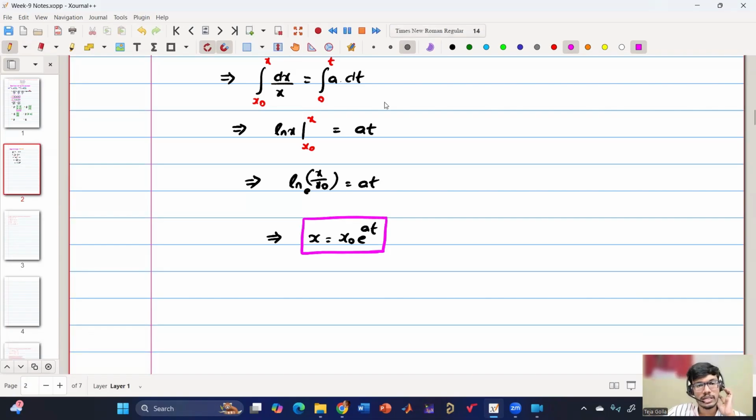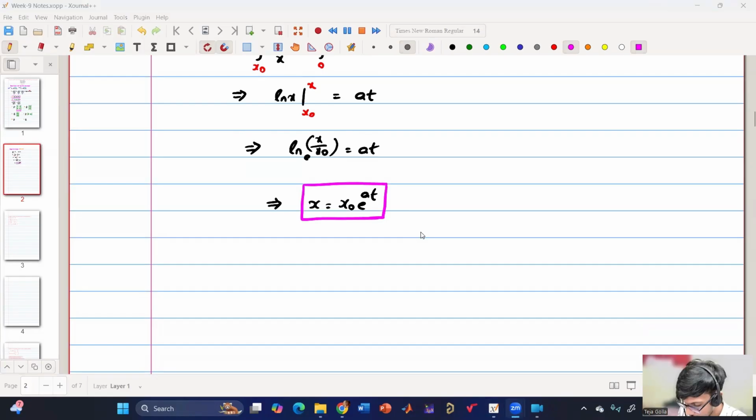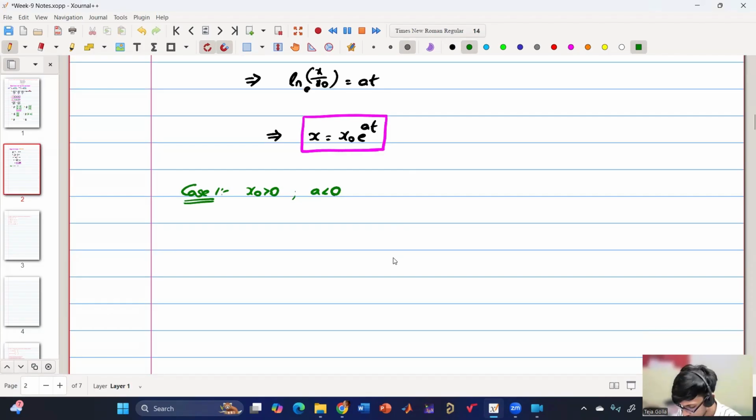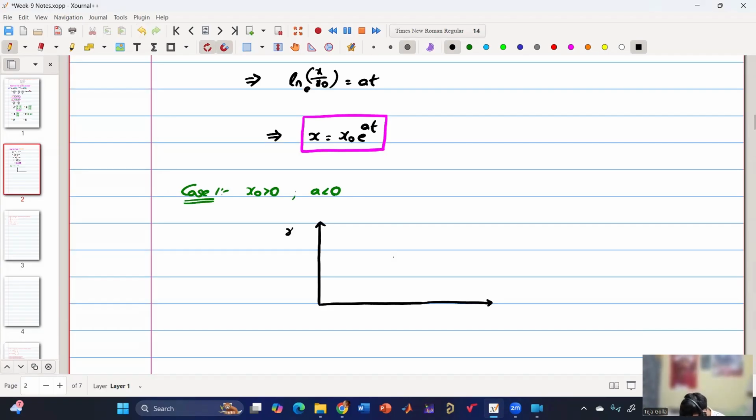Right. So let us assume that the initial condition x naught is positive and say a is negative. I'm considering case one: x naught is positive and a is negative. In that case, if we draw x of t, it starts at x naught and then exponentially decays with time, where this is time.